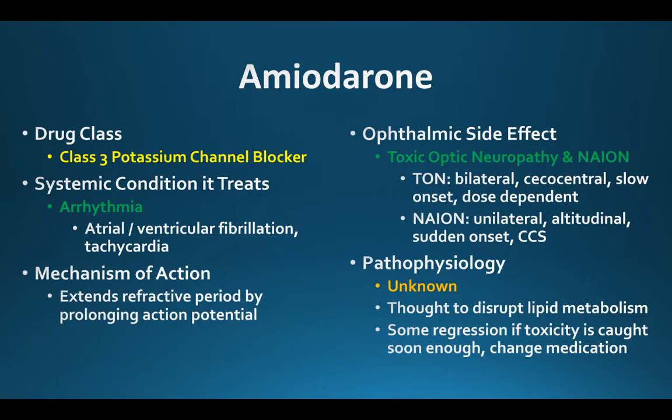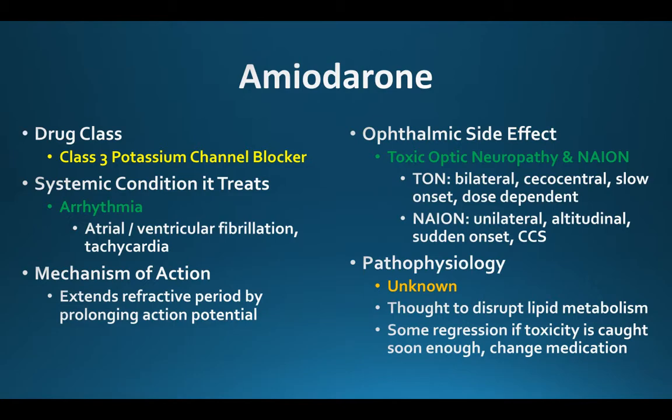The second drug here is amiodarone. There are 4 classes of drugs that treat arrhythmia. And of the 4 classes, amiodarone falls into class 3, the potassium channel blockers. It treats arrhythmia, specifically atrial and ventricular fibrillation and tachycardia.